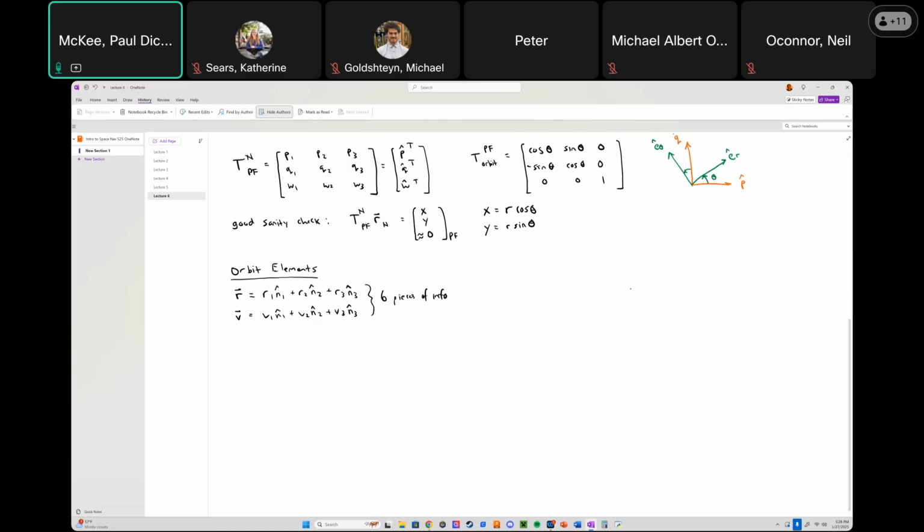The thing is, nothing about your position or your velocity instantly tells you how big your orbit is, or which way your orbit is pointed, things that might make more sense to the human brain. So what we would like is a more intuitive 6-parameter representation.